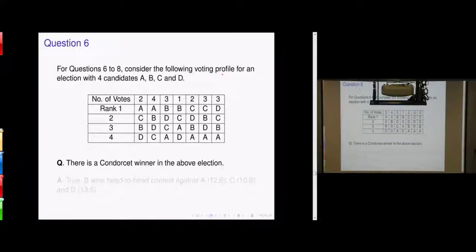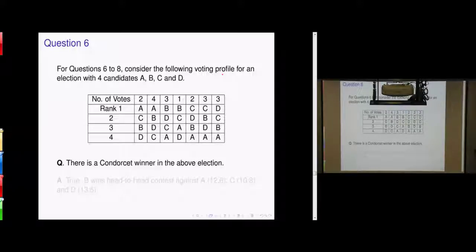Okay, now the next 3 questions are about voting. We learned these. So here's the setting. From question 6 to 8, consider the following voting profile. Profile means this, right? For an election with 4 candidates A, B, C, D. The number of votes and the rankings are like this. So 2 people rank A first, C second, D third, and B fourth, and so on and so forth.